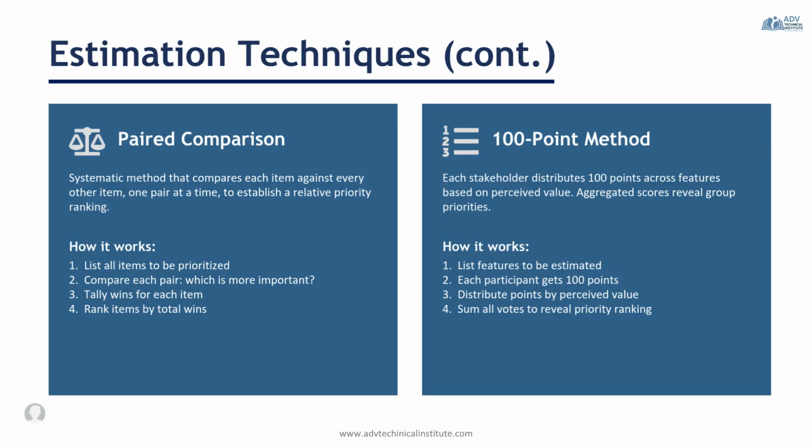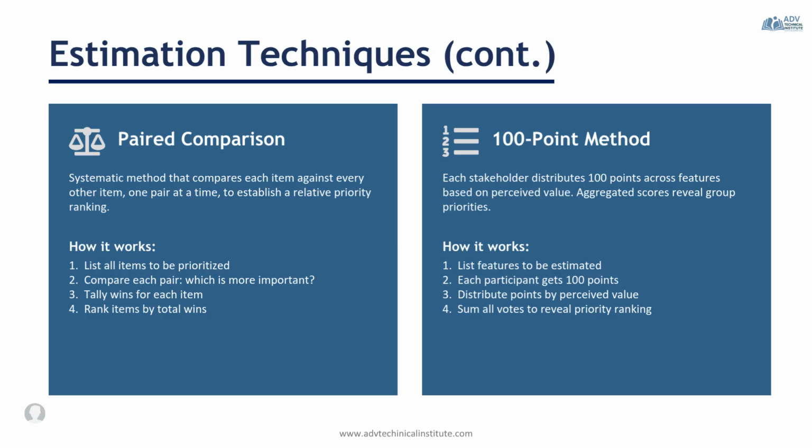When it comes to the 100-point method, it's a collaborative voting technique. Each stakeholder receives 100 points and distributes them across features, requirements, or backlog items based on perceived value. Once all votes are collected, the points are totaled to determine the priorities. For example, if stakeholders believe security is the most important feature, they might allocate 50 points to security, 30 points to performance, and 20 points to reporting features. Combining everyone's votes reveals the group's overall priorities.